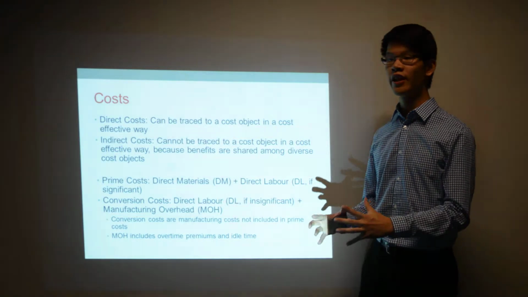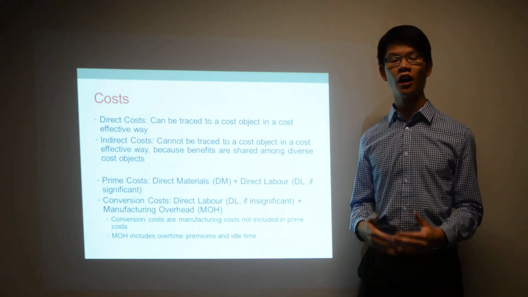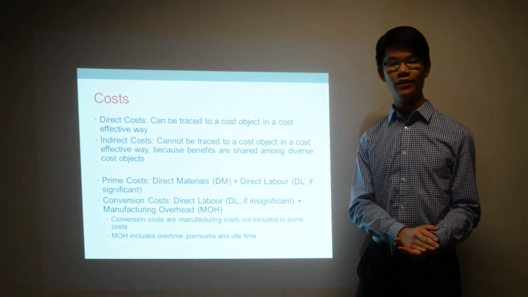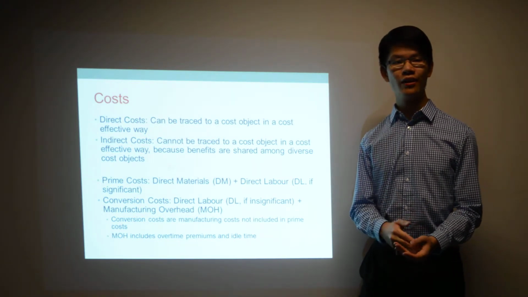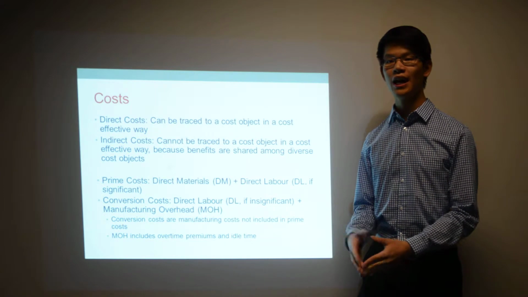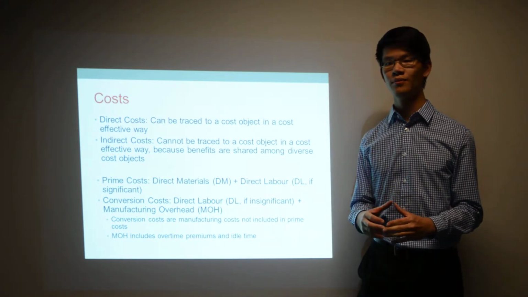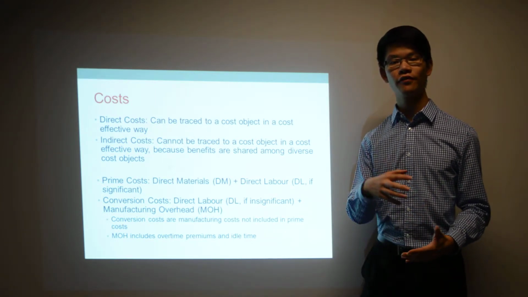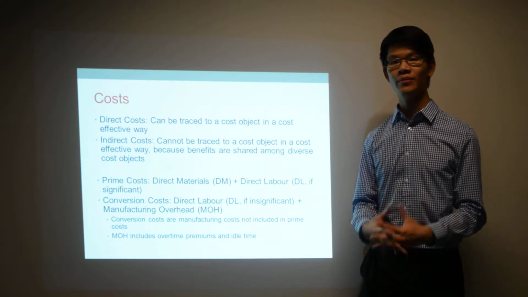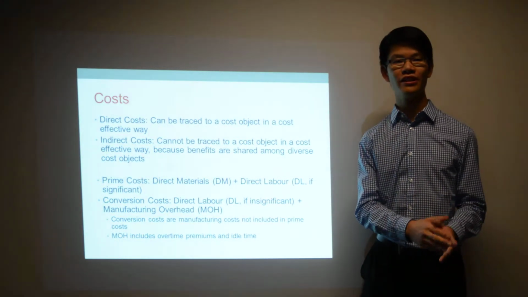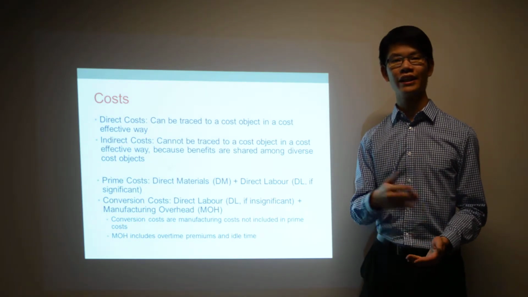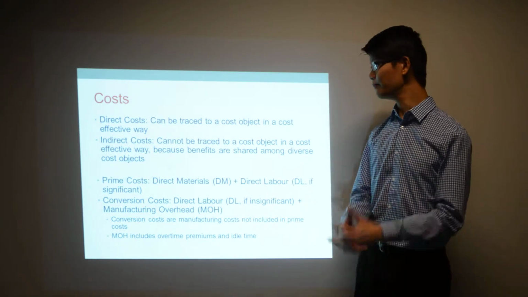Also, if the cost object changes, then costs that were indirect may be direct. For example, the plant manager's salary is indirect to the shoes of Nike, but if you're looking at the cost object in terms of a factory, so if your plant was your cost object, then the plant manager's salary is a direct cost because the plant manager's salary is directly the cost of having that factory.